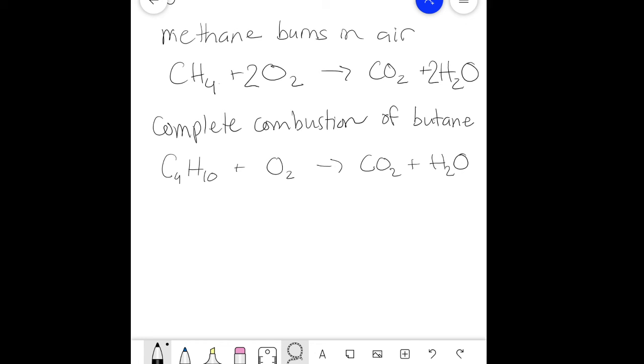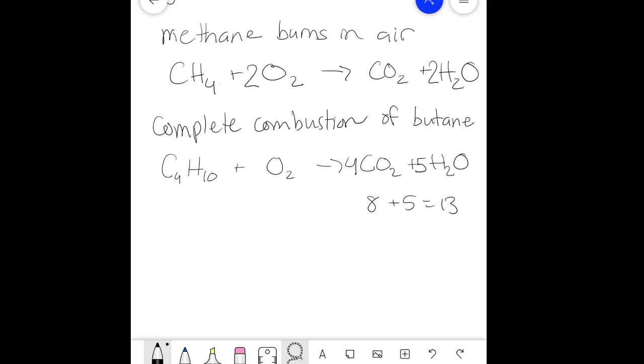So we have 4 here, so we need 4 here. So we stick the 4 there. So, and we need 10 here, so we put 5 here. So now on this side we have 8 oxygen plus 5, which gives us 13. Well, we have a problem, because you can't have 6.5 oxygen. You can't split an atom. You can split an atom in half, but you can't have half an atom just chilling.